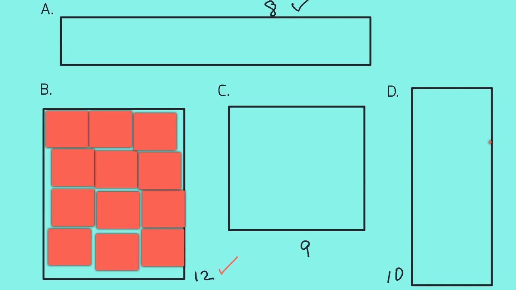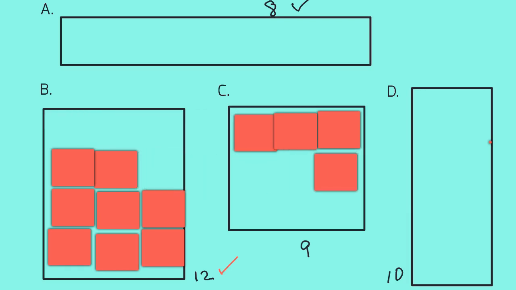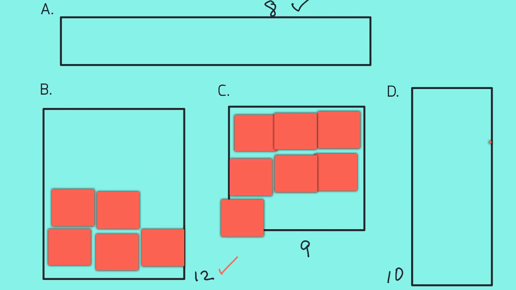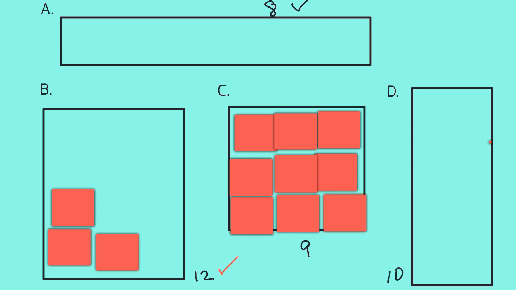Let's go ahead and check out our rectangle C. 1, 2, 3, 4, 5, 6, 7, 8, 9. Well, I'm doing pretty good today. Let's see. We gotta check for that one too.